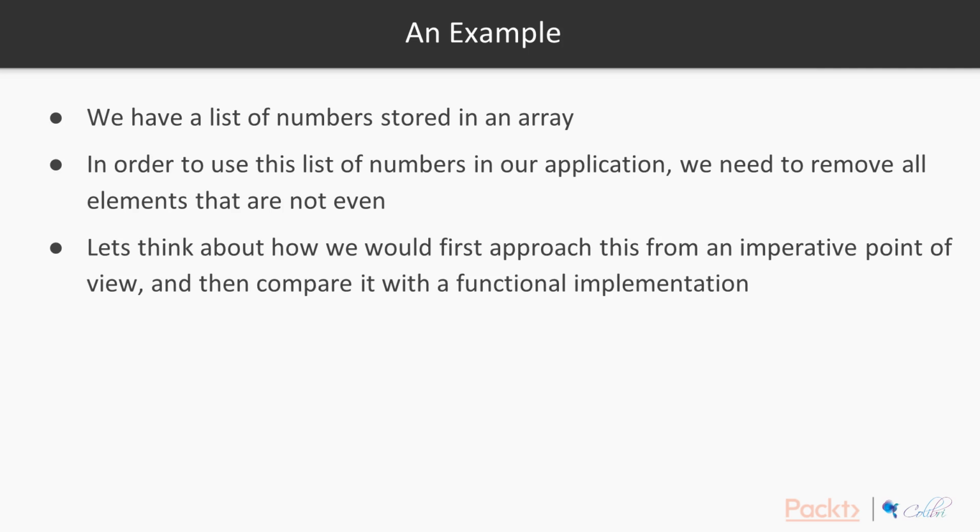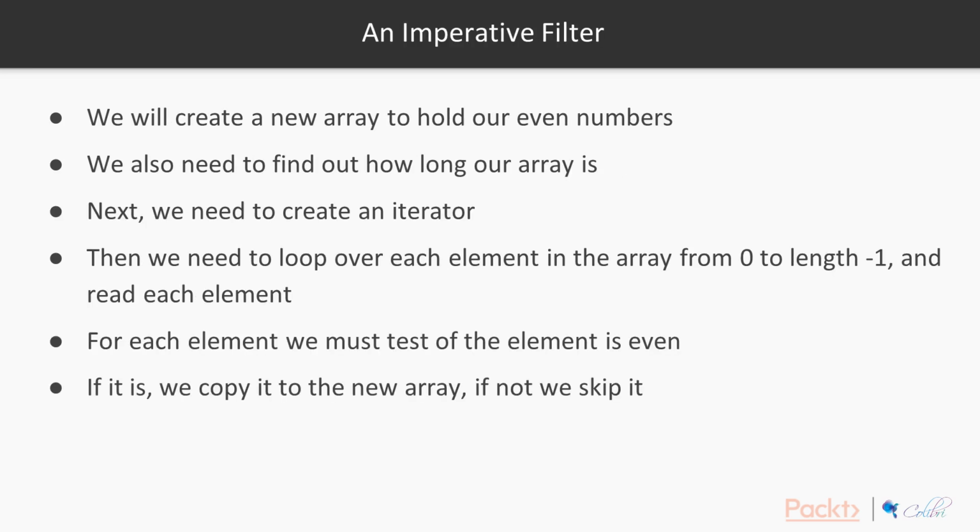So let's think about how we would first approach this from an imperative point of view and then compare it with a functional implementation. And hopefully you'll get an idea of why people are starting to write code in a more functional way. So what we would need to do is actually implement a filter. What we want to do is filter out all non-even, that is odd numbers, from a list. So first of all, we need to create a new array that holds our even numbers, because we're going to copy the even numbers out of our list of numbers.